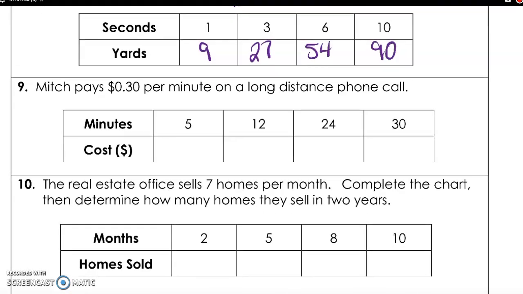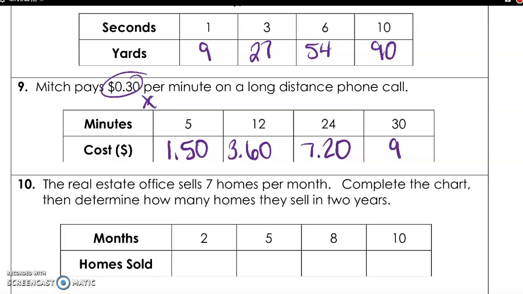You guys don't know about long distance phone calls, but you used to have to pay for them. So 30 cents per minute. So you're going to take 0.3 times 5 and get $1.50. So again, take this amount times whatever's in the top of the table. 0.3 times 12 gives you $3.60. 0.3 times 24 gives you $7.20. And 0.3 times 30 gives you $9.